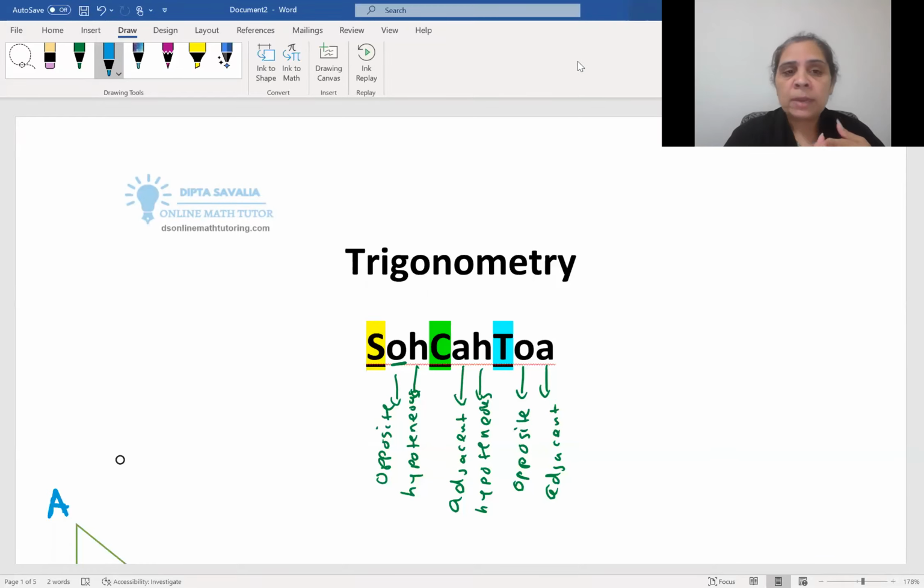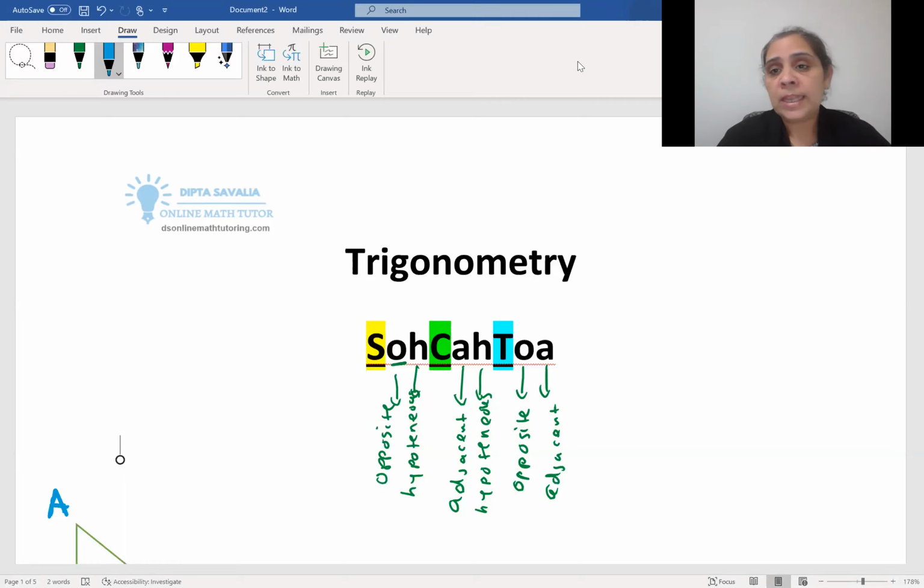I will show you that method, and next I will show you some special triples. If you memorize the special triples of right triangles, then it will really just take seconds to figure out your answer. What is my third side of the right triangle? Okay, very good. So let's start.